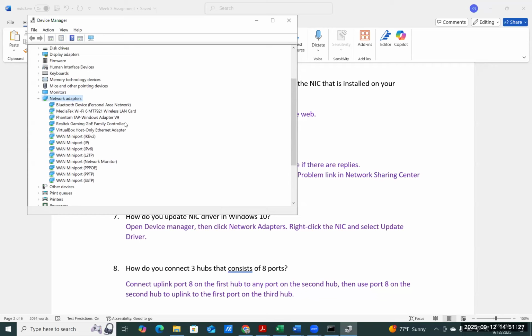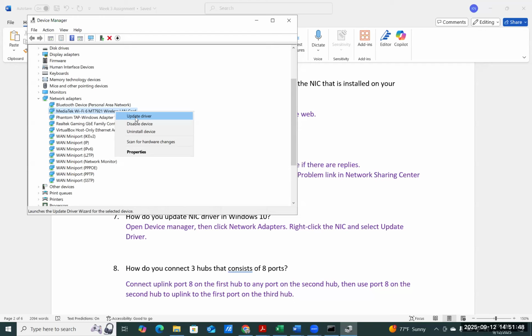So let's say that I want to update my wireless adapter. See the LAN card here? I just right click it, right? And I choose update driver, and it's that simple for Windows. So on interview, they might ask you that if you're applying for a networking job, right? How do you update drivers for your network adapter?